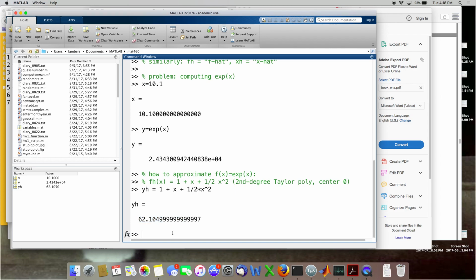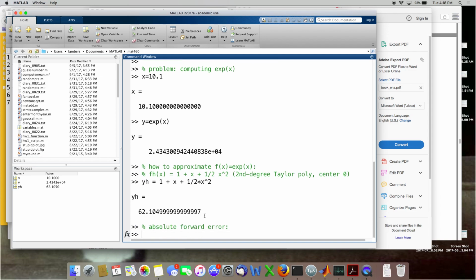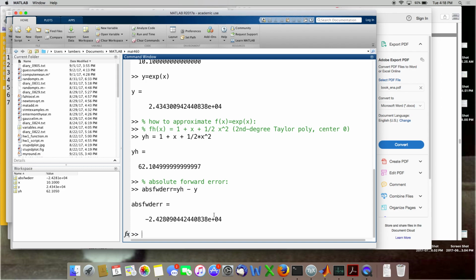Okay. So now I'm going to compute my forward error. I should say absolute forward error. So I'll just name that as a variable. And that's just going to be YH minus Y, based on the definition in the text. So it's pretty bad. And we can also do the relative forward error. So that would just be the absolute error divided by the exact value.